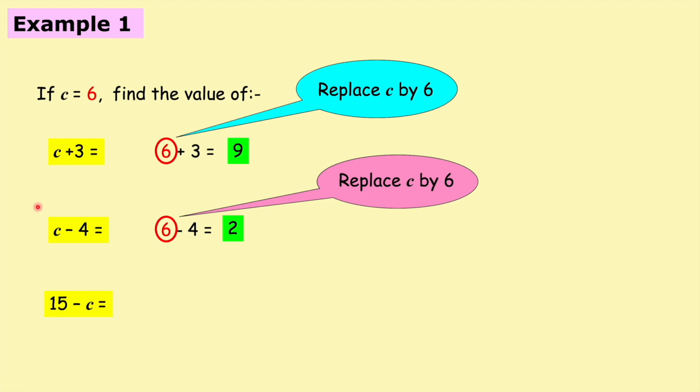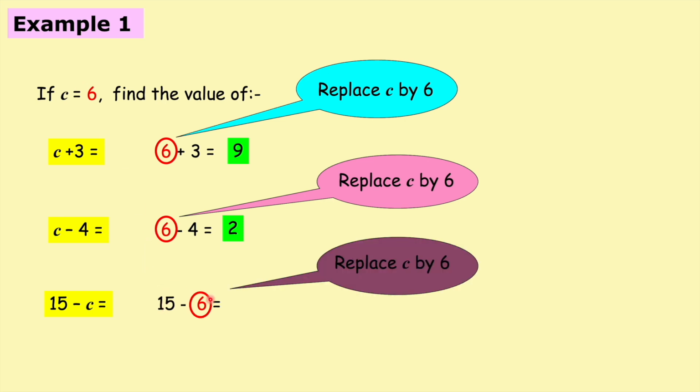If we had 15 subtract c, again we're swapping out c with our numerical value, which is 6. And then we have to answer it. So 15 subtract 6, replacing this c with 6, is 9. So if you can pause the video here and copy these notes down.